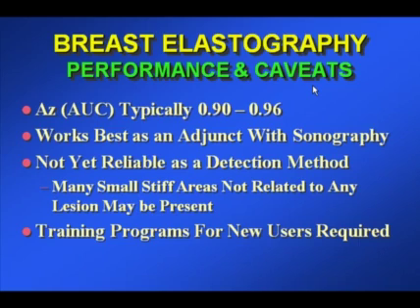So what about performance for breast elastography for detection of cancer? Typically, the areas under the ROC curve range between 0.9 to 0.96. It works best as an adjunct with sonography because it's not a reliable detection method.